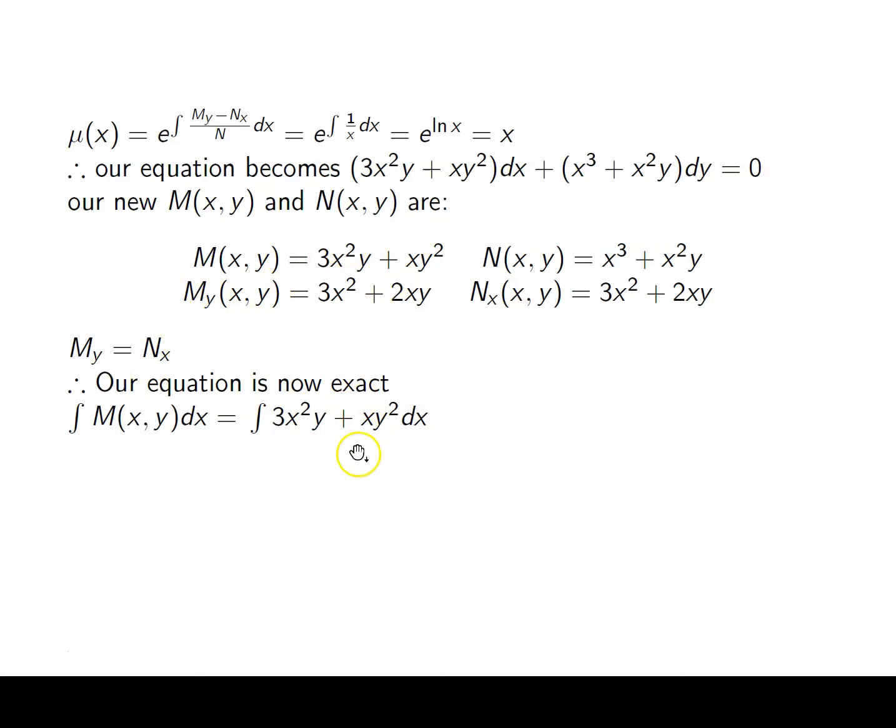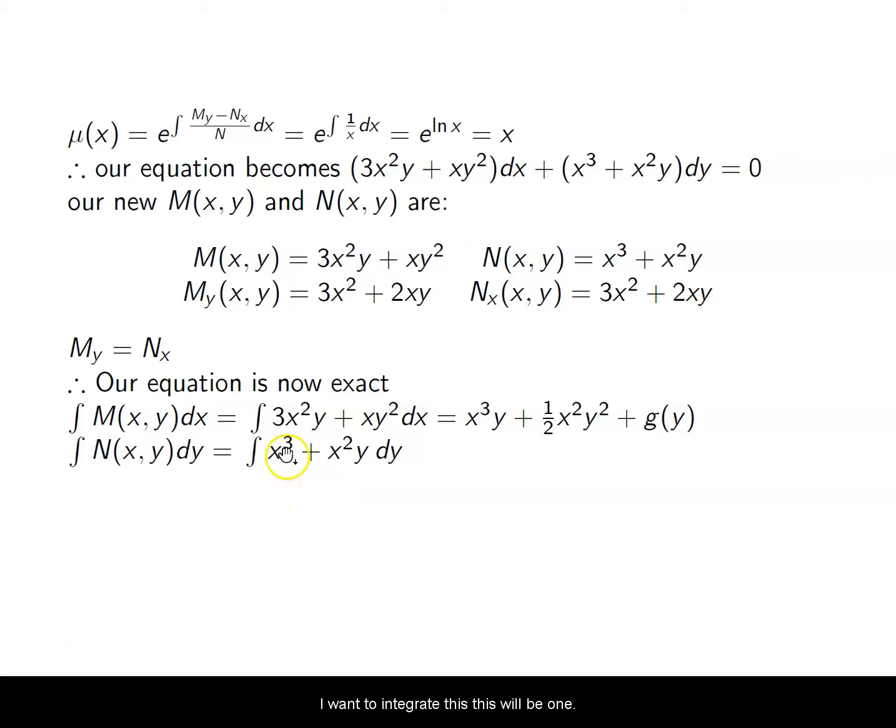So I put my function in, and when I integrate it, I get this out plus that constant of integration, right? So next I need to integrate my N function with respect to y, okay? So I take this and I plug it in, right? And so when I integrate this, with respect to y, this turns into x cubed y. This turns into 1/2 x squared y squared. So you notice I have two terms here that will be identical, right? These are the same and these are the same. And my g of y will just be that constant of integration.